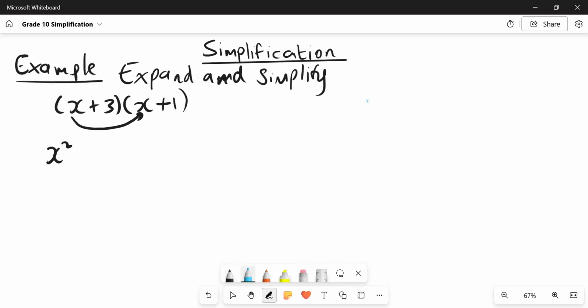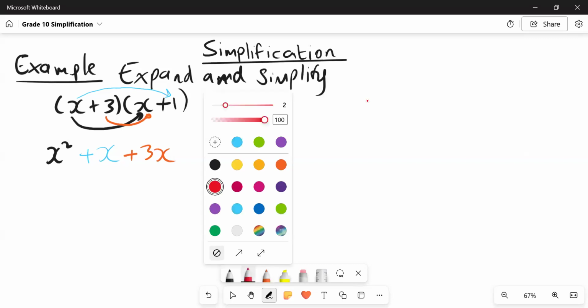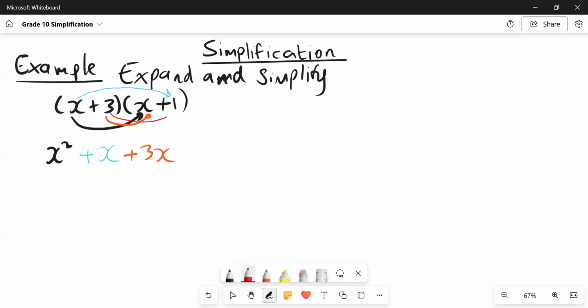We good. Perfect. The outer ones, x times 1, that's plus x. The inner ones, 3 and x, that's plus 3x. The last ones, let me use a different color, red. The last one, 3 times 1, that's plus 3.